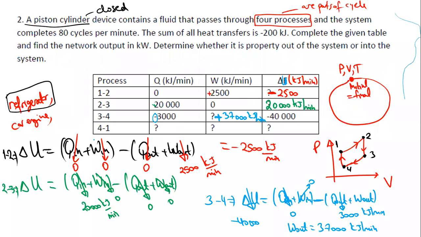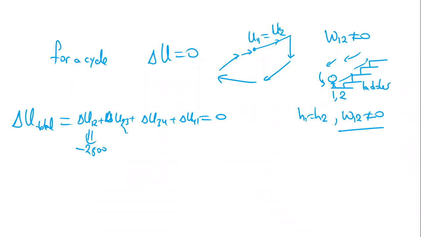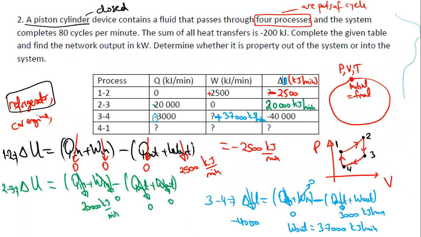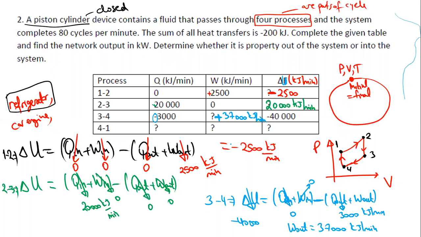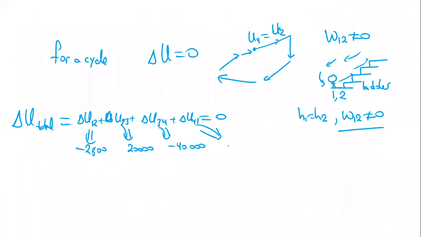For 1 to 2, it is negative 2500. For 2 to 3, it is 20,000. For 3 to 4, it is negative 40,000. For 4 to 1, it is unknown. We should find it, and at the end these sums should be equal to 0. So delta U 4 to 1 will be equal to, let me do this, or you can do this calculation here. It is a very simple calculation.